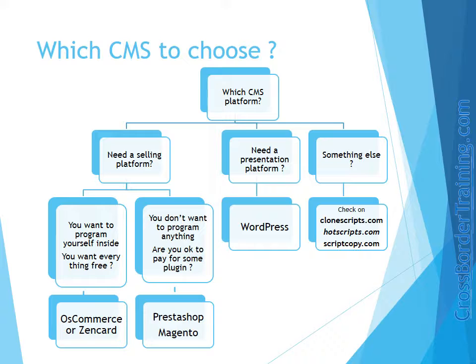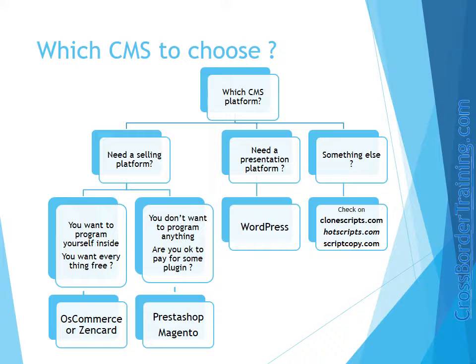The second question would be, do you want to program on yourself inside? If you want to program yourself, I will more recommend eCommerce or Zencat because it's quite easy to enter in the code. PrestaShop and Magento are quite difficult. It's not so easy to enter. It's everything in Ajax, a language that few programmers know. And the second thing is, do you want everything free? If you want everything to be free, you should go to eCommerce and Zencat. Everything will be free. There are very few plugins where you have to pay. When buying PrestaShop, the most important plugins will be free, but a lot of them you have to pay.